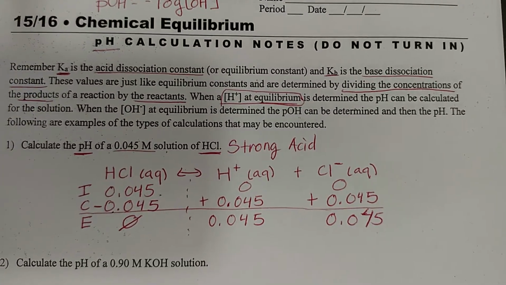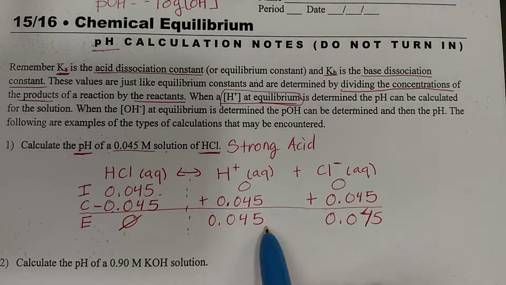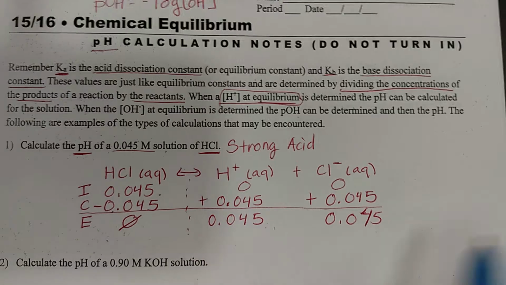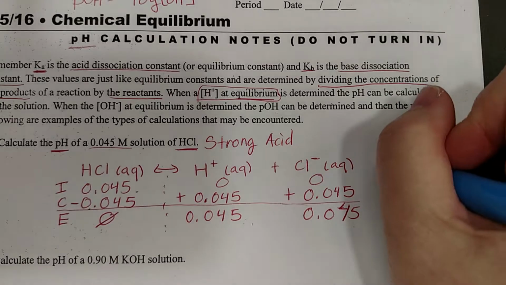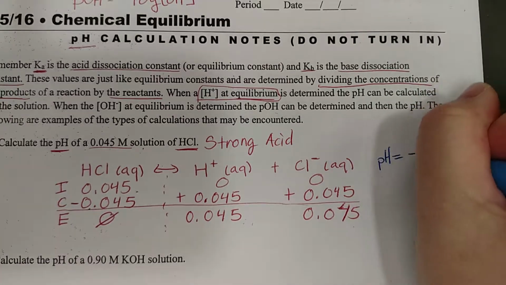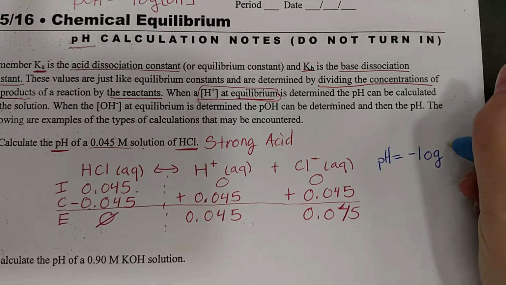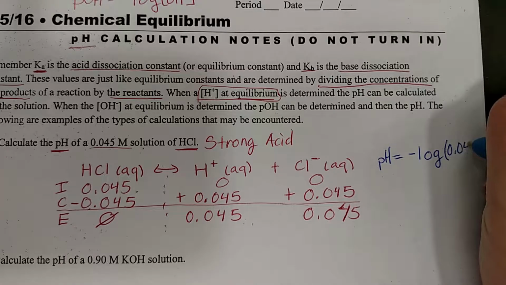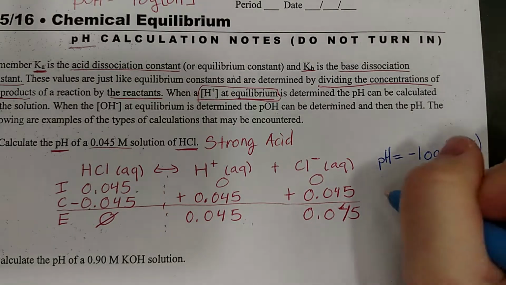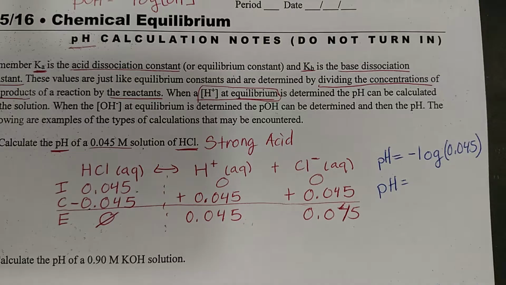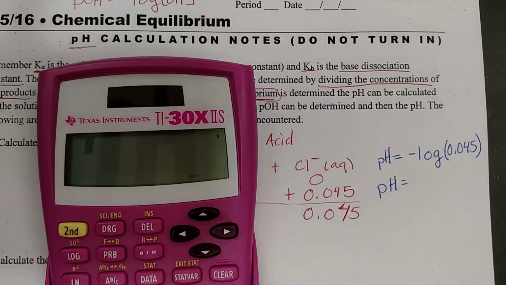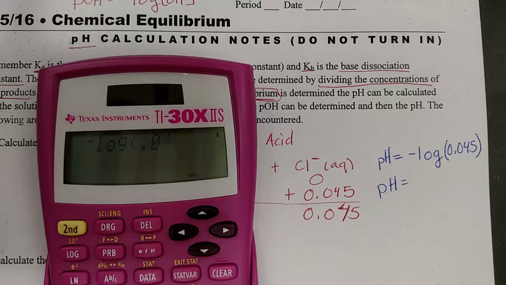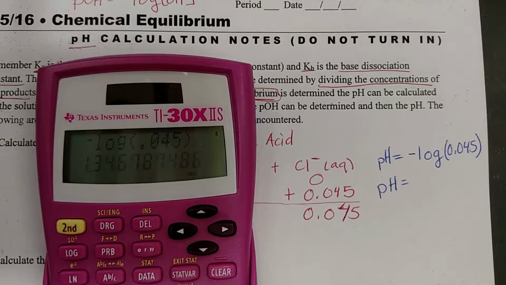So from here we can determine our pH using our amount of hydrogen at equilibrium. So we know that there's 0.045 molar solution of hydrogen at equilibrium. So we use our pH equation, negative log of the concentration of hydrogen, and our pH equals, let's do some calculating, negative log 0.045, and we get 1.3467, all these decimal places.